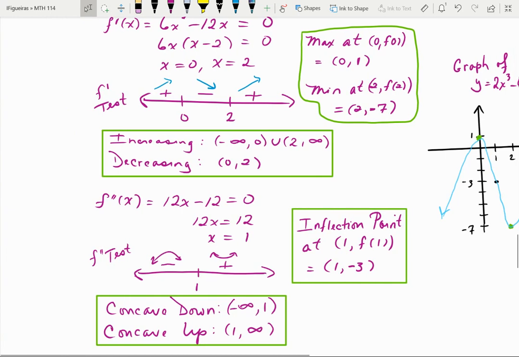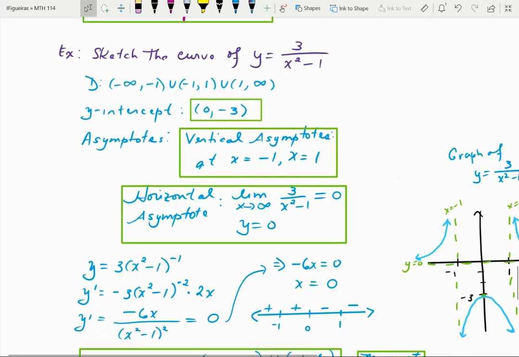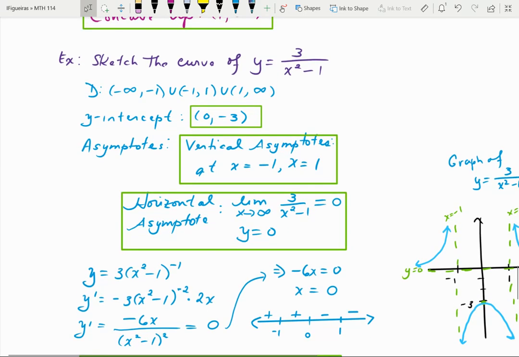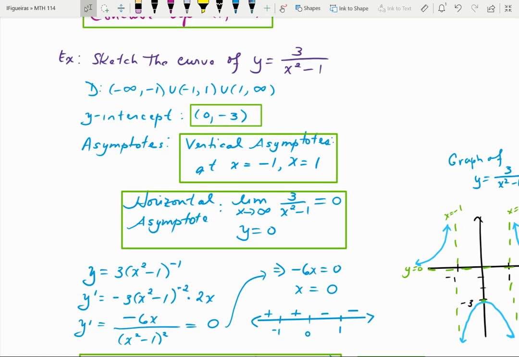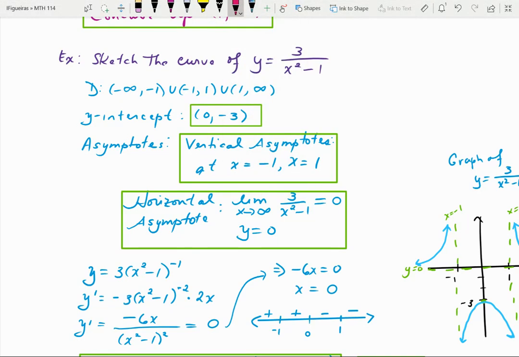All right. So here's one more, another rational equation with a little bit more to keep track of than our first example. We want to sketch the curve of y equals 3 over x squared minus 1. So this one also has restrictions to the domain. I'm just going to change my color so it's different than the color that you see here. I'll make it this color.